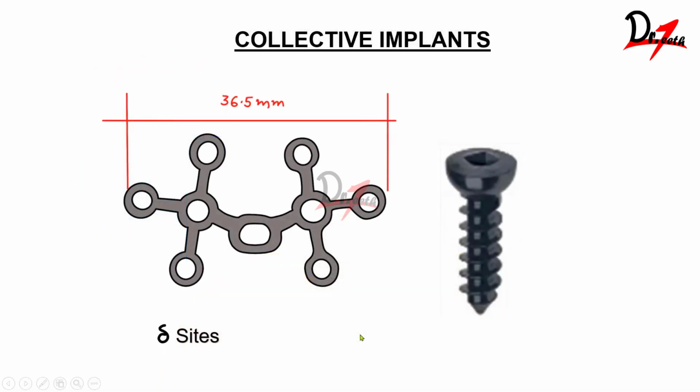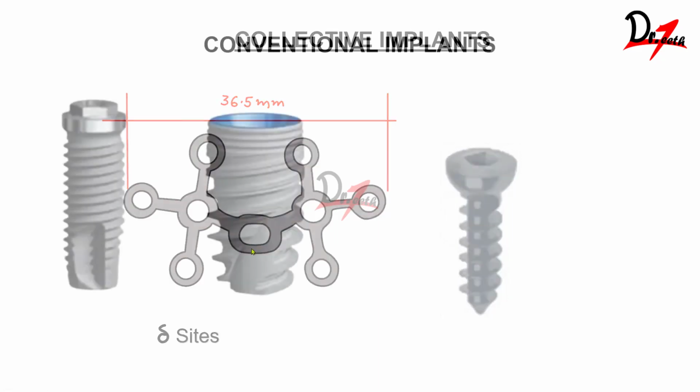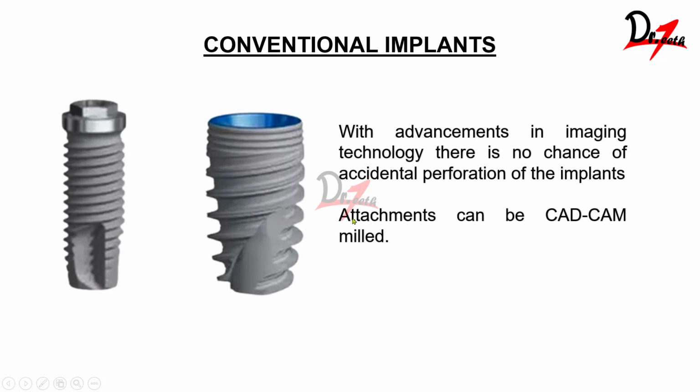Then the second type of implant is the collective implant. As you can see, these implants are joined together. They are also known as epiplates. They are used in the minimal bone areas, that is the delta sites, and you can customize it depending on the site where you have to use. Then we have the conventional implants. Now our technologies are so advanced that we don't need the flange like we had in the classic craniofacial implant. Now we don't have chances of accidental perforations of the implant because we have good imaging technology, and also the attachments can be CAD/CAM milled.